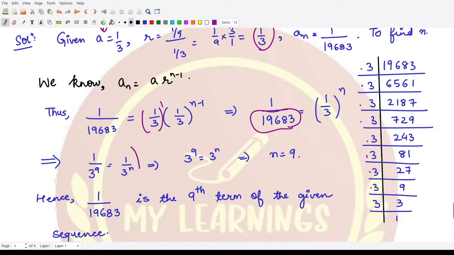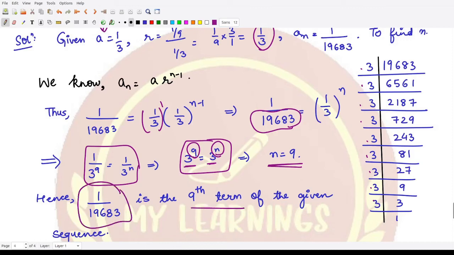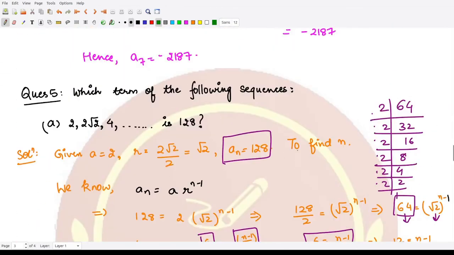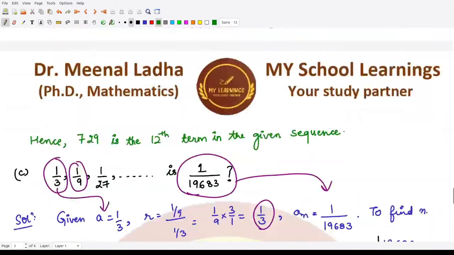So first of all, we can take the reciprocal of the terms, so that we would have 3 raised to power 9 is equal to 3 raised to power n. Now the bases are the same, so therefore the powers should also be the same. So therefore n is equal to 9. Hence whatever is this term, this is the 9th term in the given sequence, correct? So this is about question 5. Now we can move on to the next question, which is question 6.